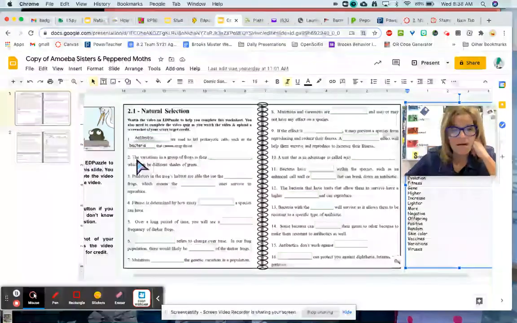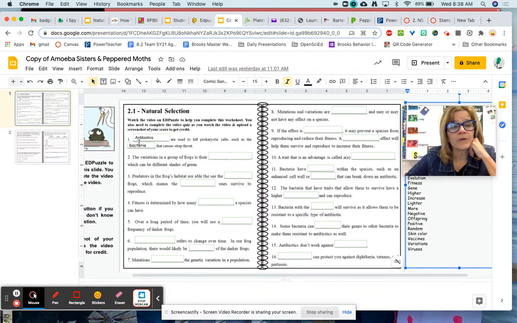And as you go along, read the question. So we know the first one is antibiotics are used to kill prokaryotic cells, such as the bacteria that causes strep throat. Then I would read to myself, what's the next question? The variations in a group of frogs is their blank blank, which can be different shades of green. So I'm going to listen for that answer as I go through the Ed Puzzle video.